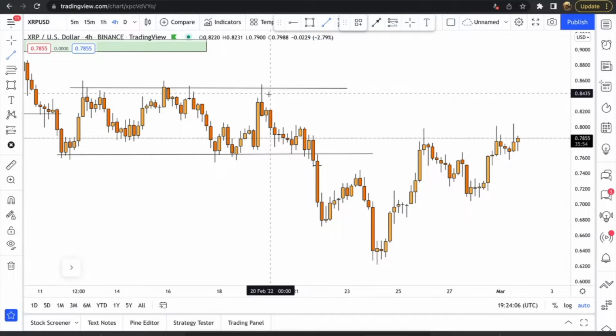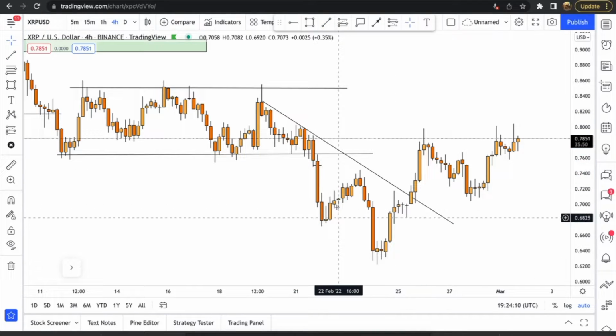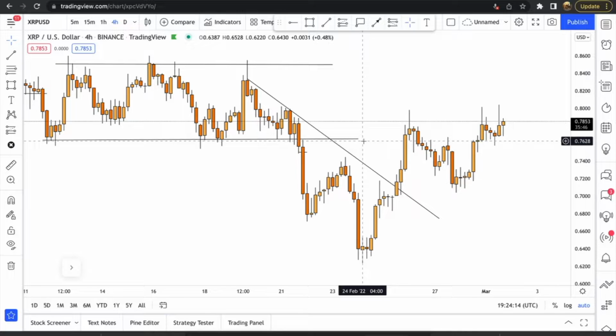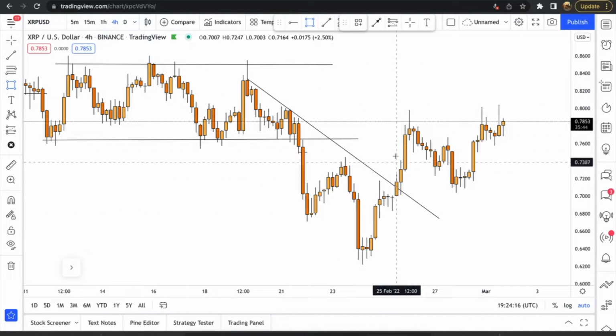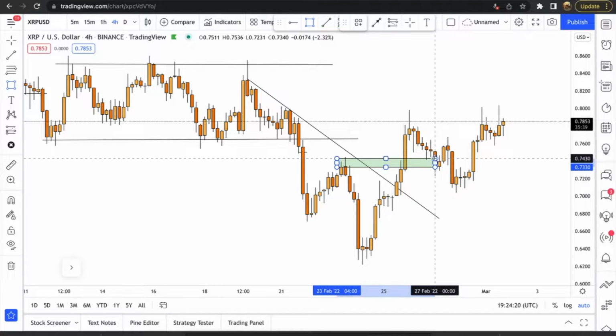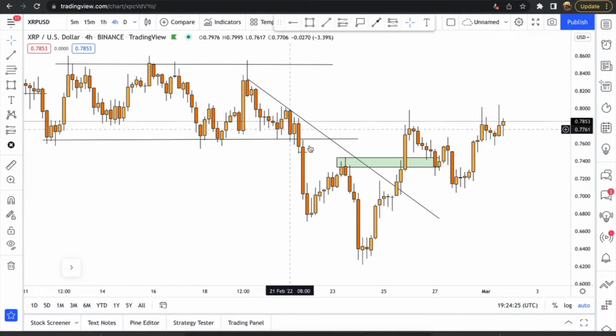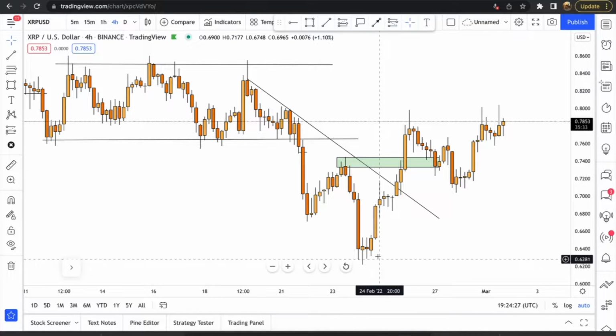So I'll just mark this out, just easier for you to see visually. We had this lower low, lower high, lower low. And then you can see where price has been pushing up, and we have actually taken out this lower high here.